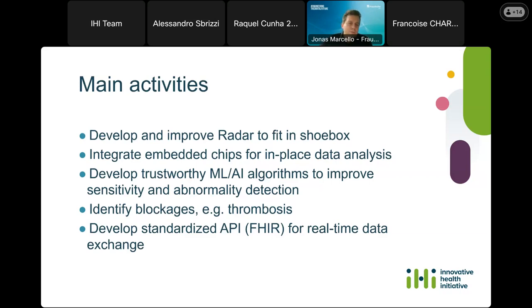And all of this should be developed with standardized open APIs, especially FHIR, so that the data can be used for real-time data exchange and not proprietary data flows. Next slide, please.